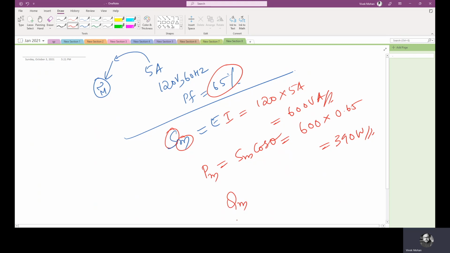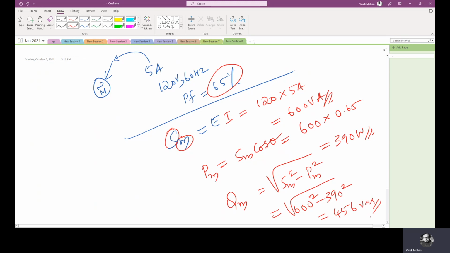Now, what is my QM? QM is equal to root of SM squared minus PM squared, because root of PM squared plus QM squared is equal to SM. From there, I get this. So root of 600 squared minus 390 squared, which is equal to 456 VAR.